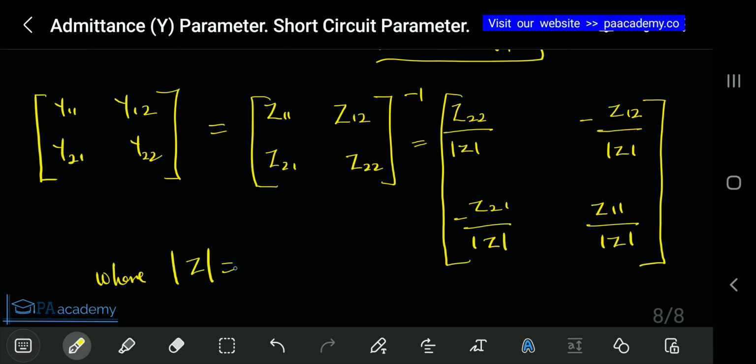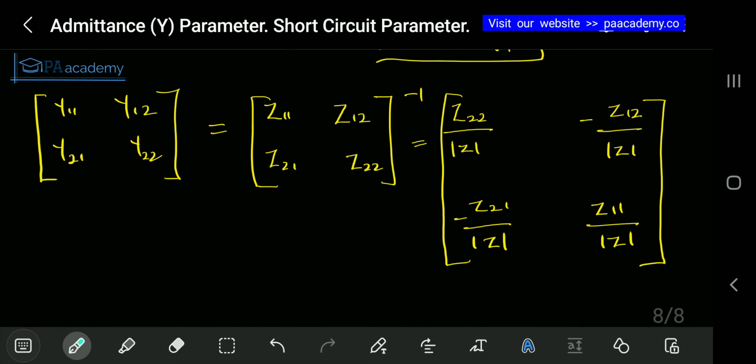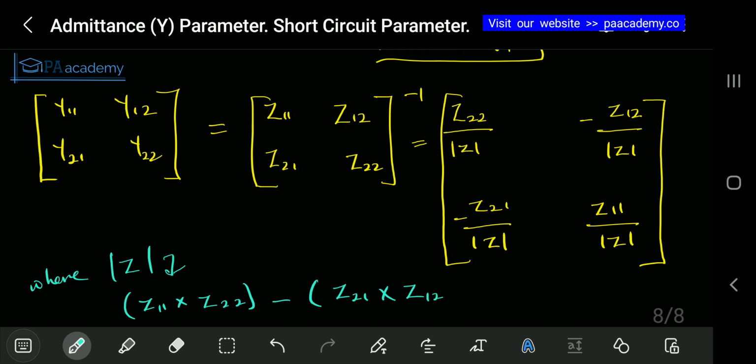So where the determinant of z is, just like you do in matrix, the multiplication of this minus the multiplication of this. I hope you remember that. So that will be z11 times z22 minus z21 times z12.